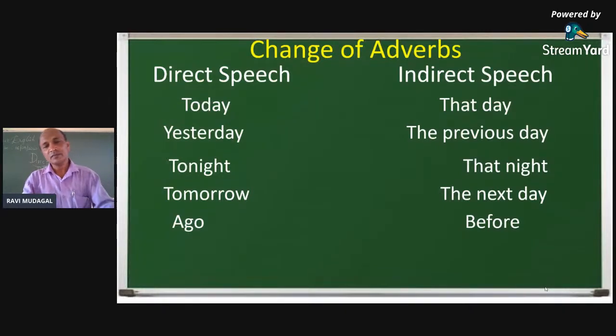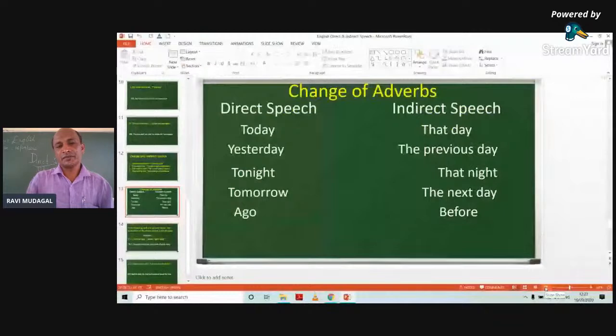Dear students, hopefully you have understood all these important aspects in today's class. In the next class, we will take a look at direct and indirect speech related to present continuous tense. The present continuous tense is changed into past continuous tense if the reporting verb is in past tense. Hopefully, you have understood very well.